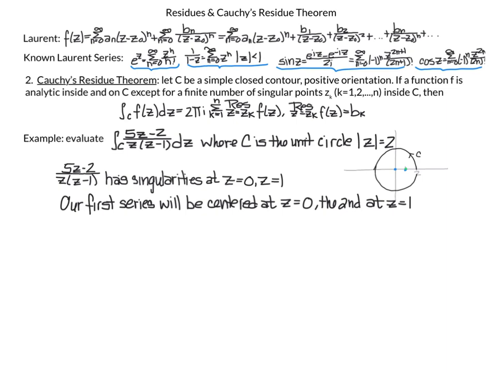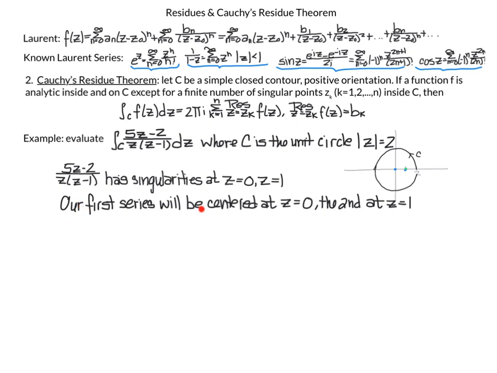This is important so you can see which residues or which singularities are inside C and which are not, and then also point out my singularities. So here's my graph of C. It's the unit circle centered at 0, radius 2, and my function (5z - 2)/(z(z - 1)) has singularities at z = 0 and z = 1.